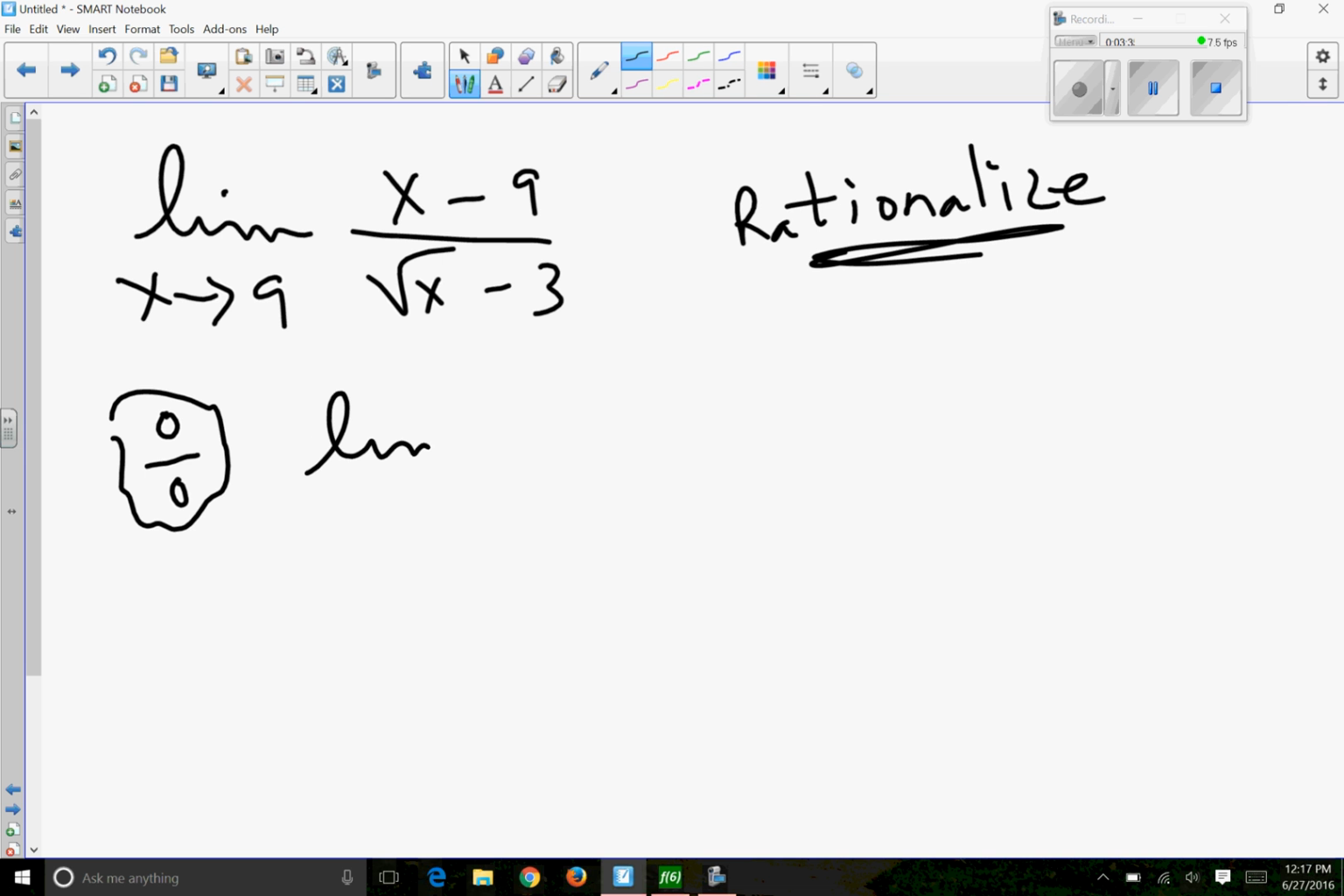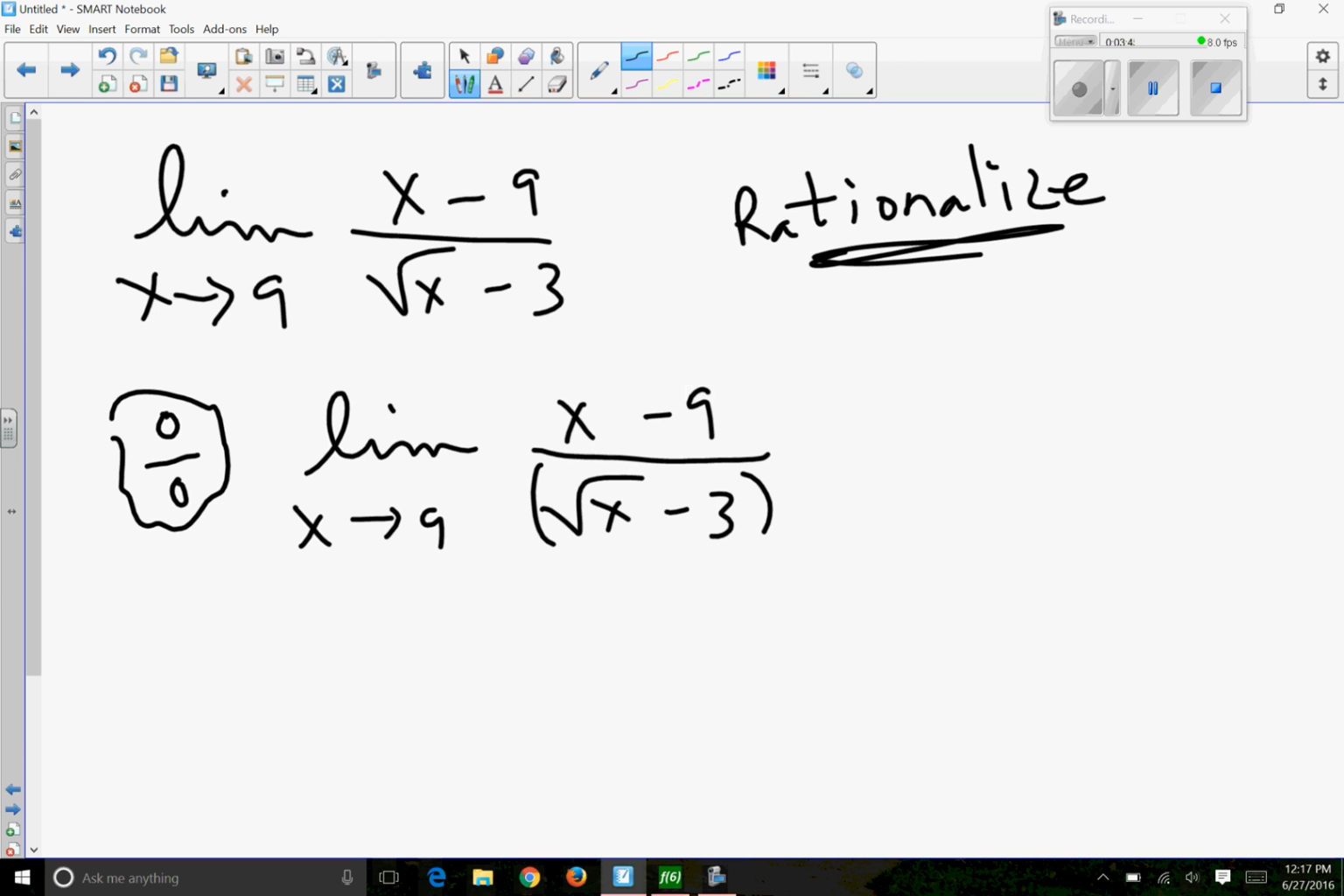So I'm copying the symbolism. The limit as x approaches 9, (x minus 9) over (radical x minus 3). We're going to multiply this denominator by its conjugate, radical x plus 3. If we do this, we must multiply the numerator by the same thing, radical x plus 3. We're multiplying the numerator and denominator by the conjugate of the denominator.